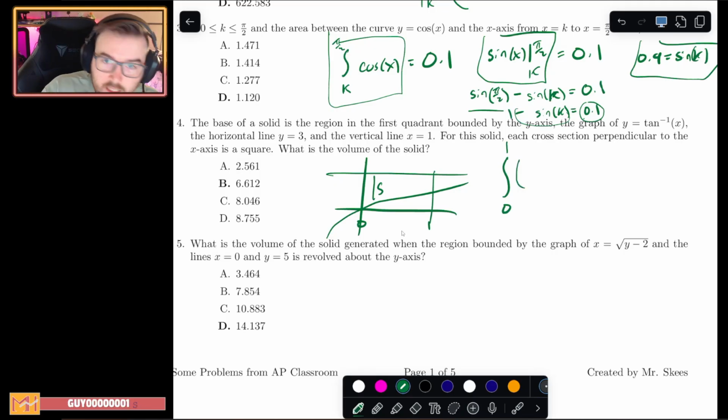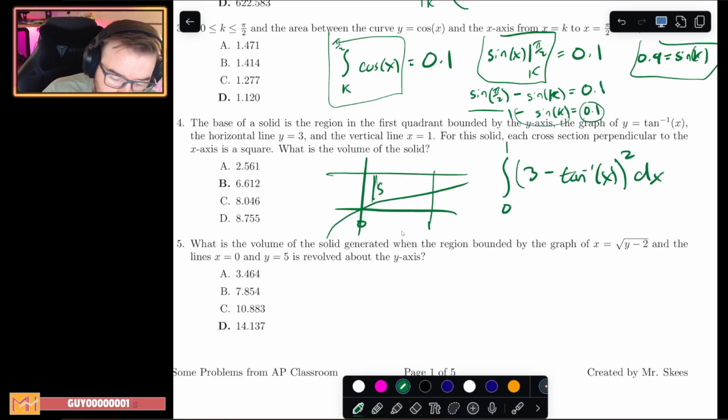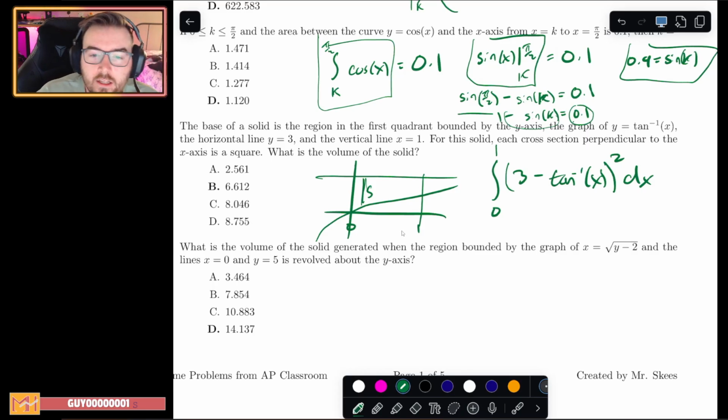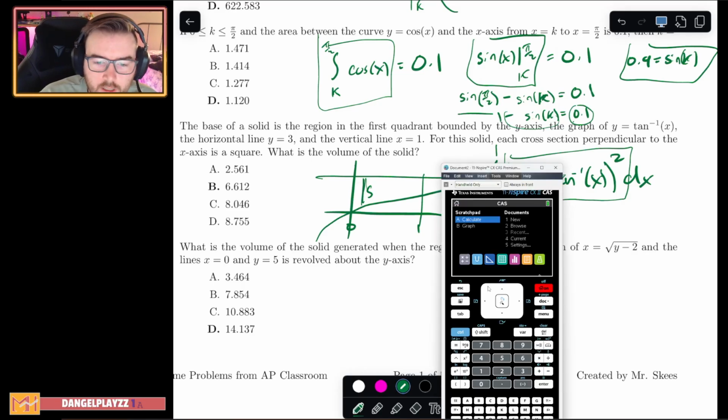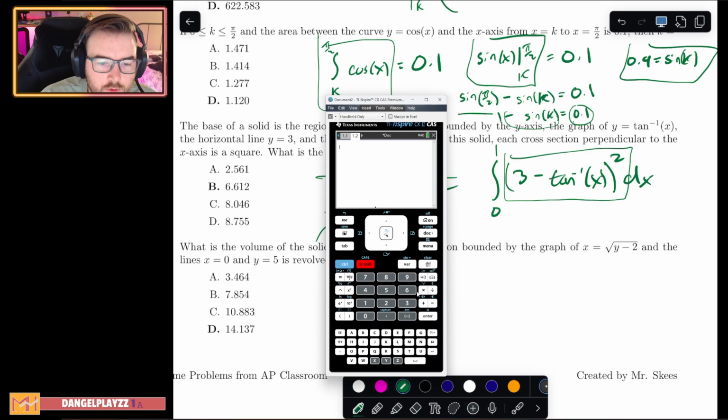And this is the important part. We're doing 3 minus inverse tangent, because by subtracting the top minus the bottom, we're finding that distance s. We of course need to square that, and we're good to go, right? This is the area of the square, and we just need to integrate it along the bounds 0 to 1. So I will open up a calculator, and I will shift plus 0 to 1, 3 minus inverse tangent of x dx. Oh, I forgot the squared.